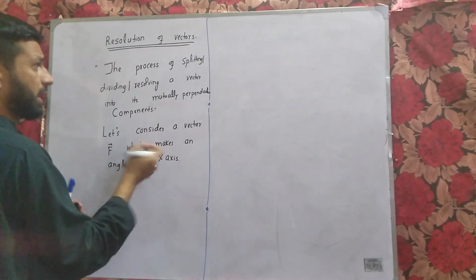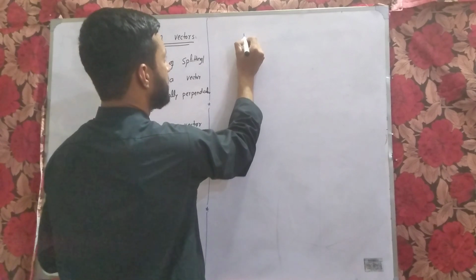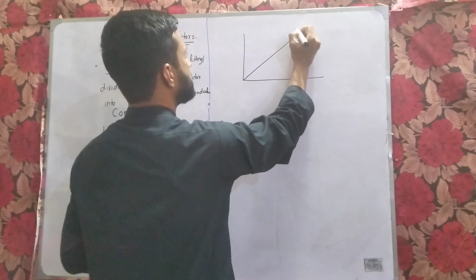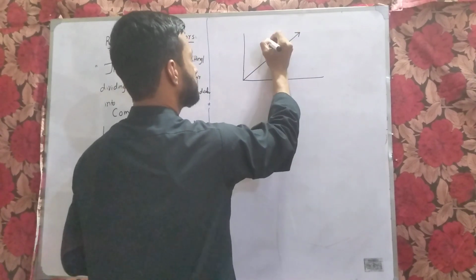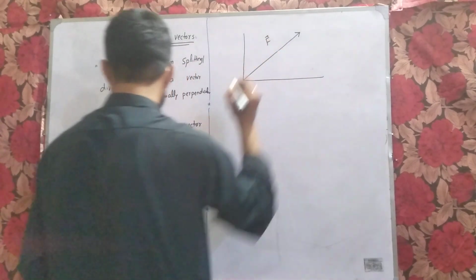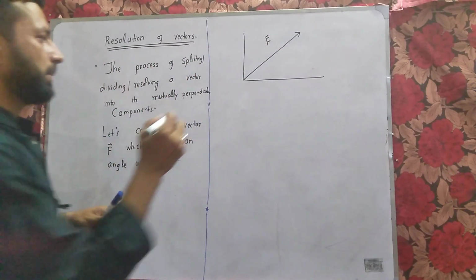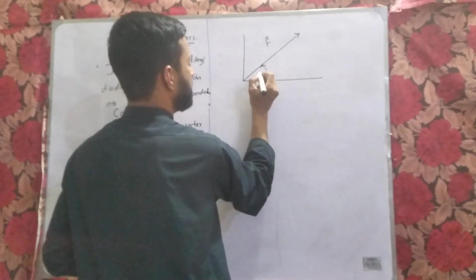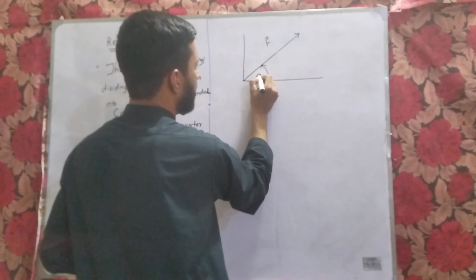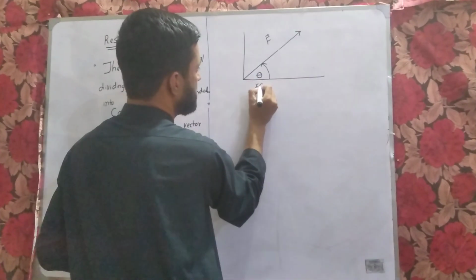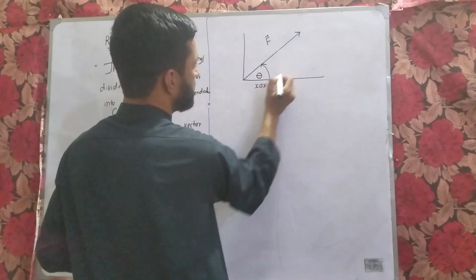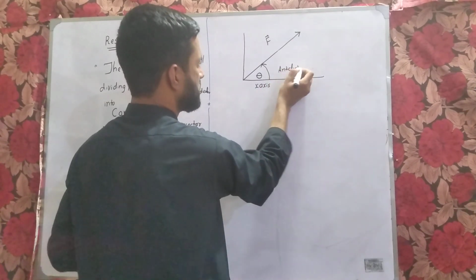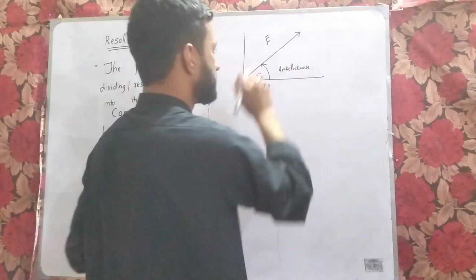So let's take a vector f. We are taking here a vector f. Now in the second part, this vector makes an angle theta. So this is angle theta, and this angle theta is taken with the x-axis and its direction is anti-clockwise. That was the scenario.